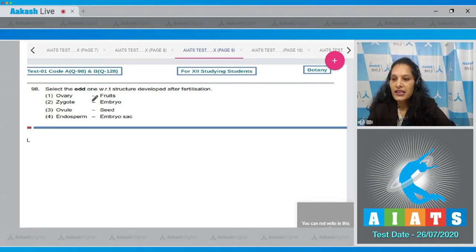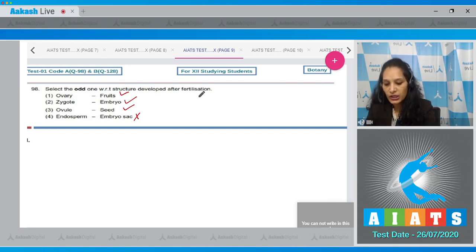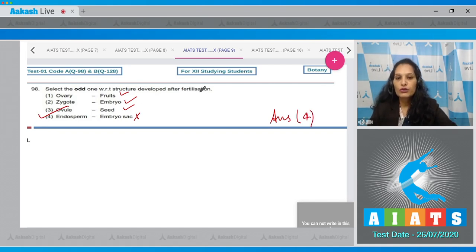Question number 98. Select the odd one with respect to the structure developed after fertilization. Ovary, fruits. It is true that fruits are developed from ovary after fertilization. Zygote, embryo. It is also true. Ovule, seed. Yes, because a fertilized ovule is called the seed. Endosperm, embryo sac. No, embryo sac is formed before fertilization in angiosperms. It is not the fertilized structure. So the correct option for the given question is option number 4. Let's move to the next question.